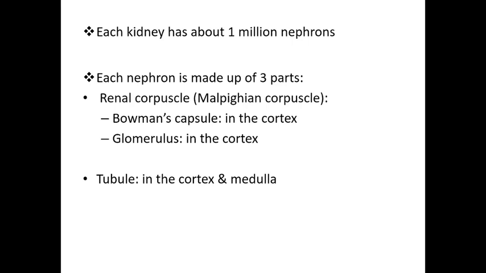Next, the second part of the nephron is the tubule. So the tubule consists of proximal convoluted tubule, loop of Henle, distal convoluted tubule, and the collecting duct. So this tubule is located in both. Part of it is in the cortex, part of it is in the medulla. And then we have the distal convoluted tubule opening into the collecting duct. So collecting duct is also located in the cortex and the medulla.